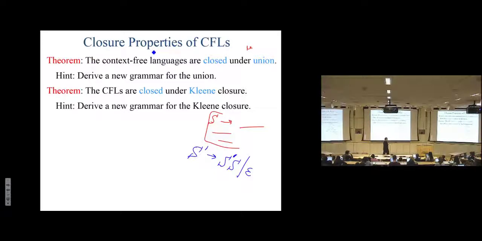So think about it for 15 seconds. It's probably not worth more than that. And I'll ask again. Are the regular languages closed under clean closure? Question?